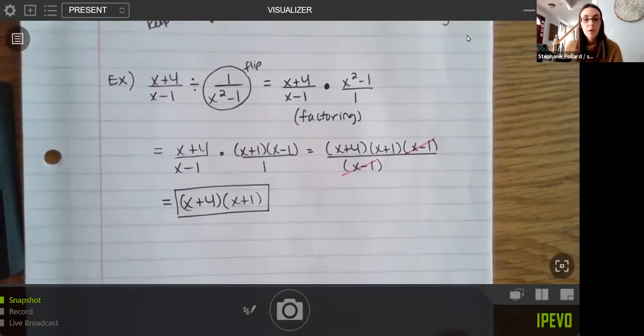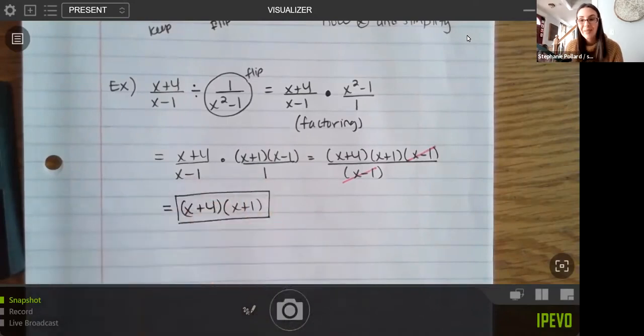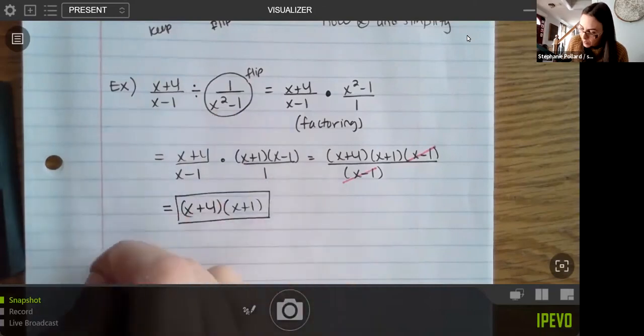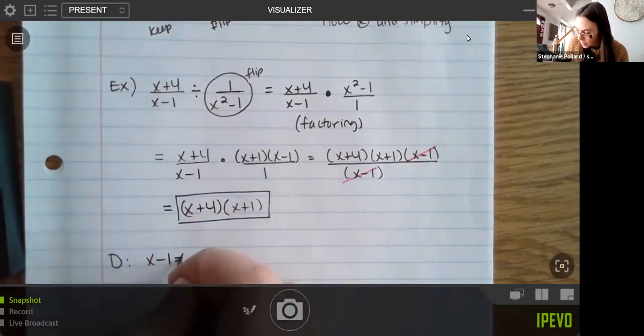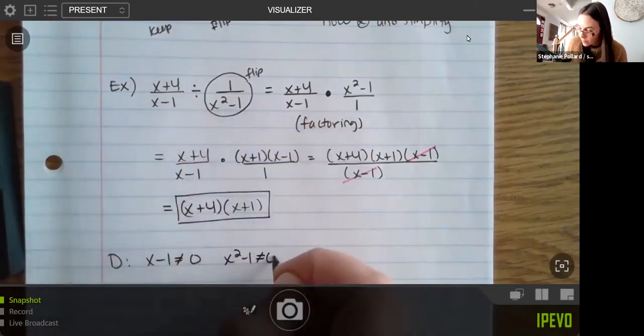All right, let's talk about our domain here. Now, I don't see any domain issues in my answer, but I definitely had fractions right at the beginning. So I do need to make sure that my first denominator is not equal to 0, and my second denominator is not equal to 0 as well.